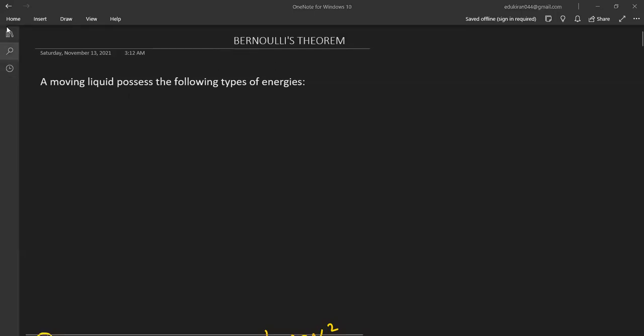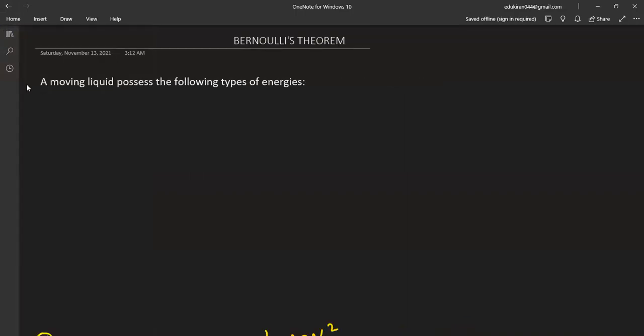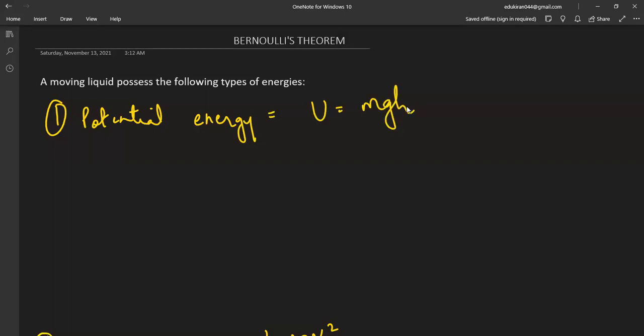Yes, class. Now, Bernoulli's theorem and Torricelli's theorem, these two topics are left. So most of the portions of mechanical properties of fluids are also completed. See, a few energies I wanted to discuss with you, which we have already studied, but in terms of fluid, we haven't. Potential energy of a body is mgh, that we know.